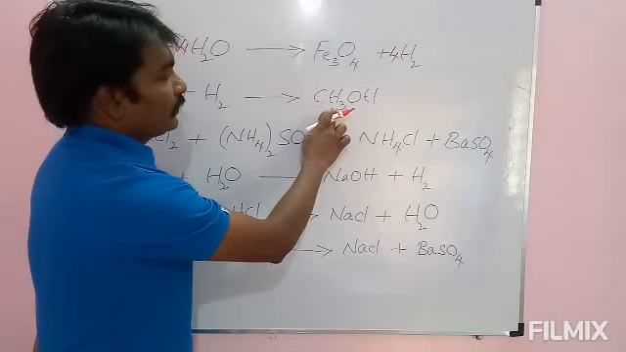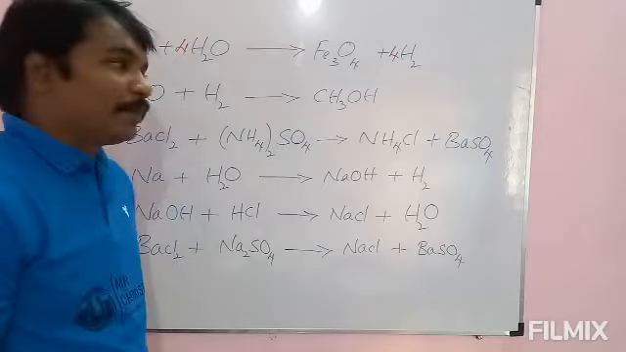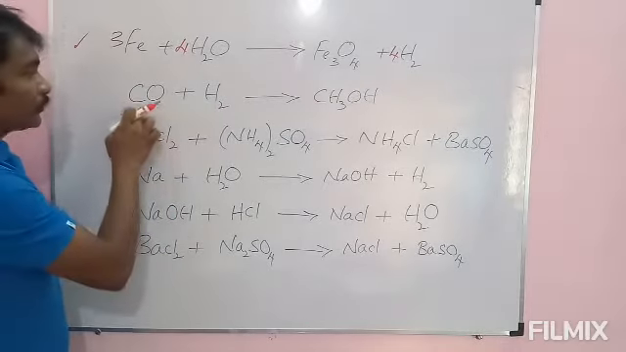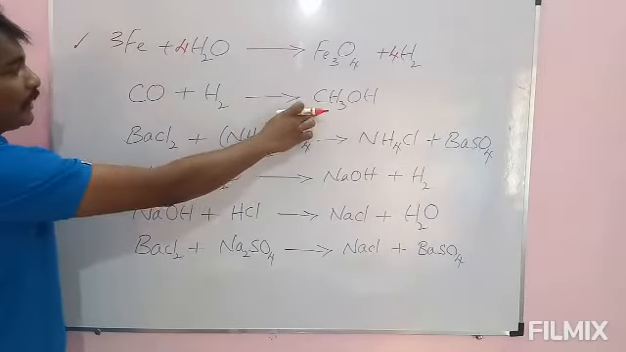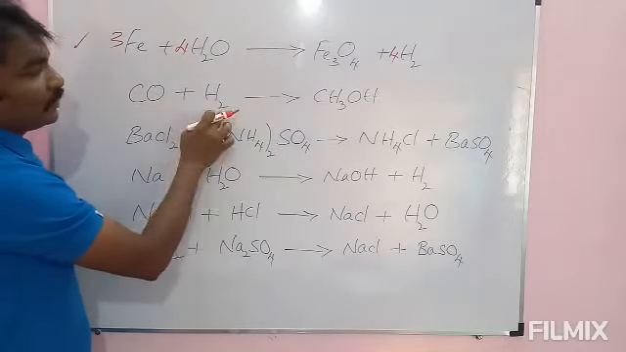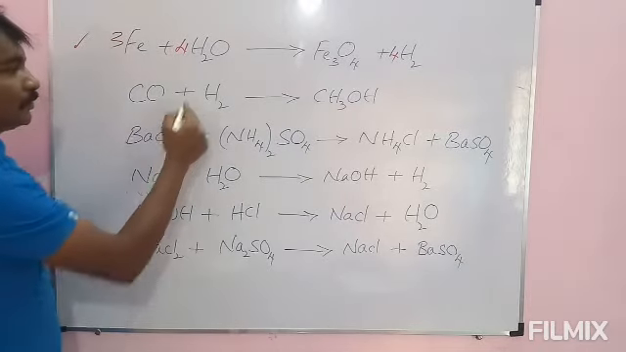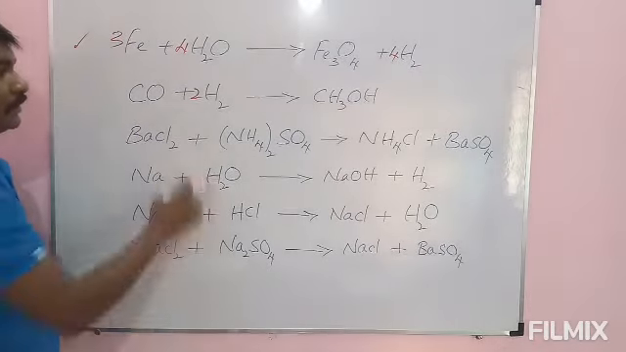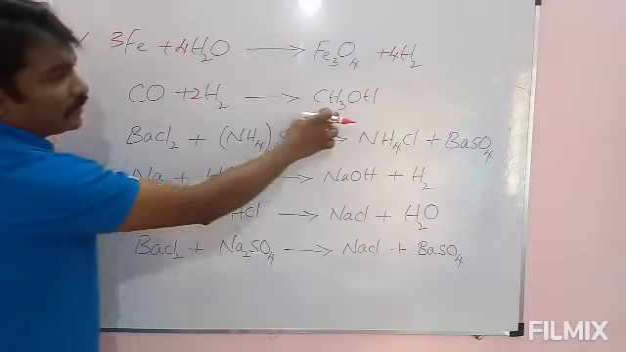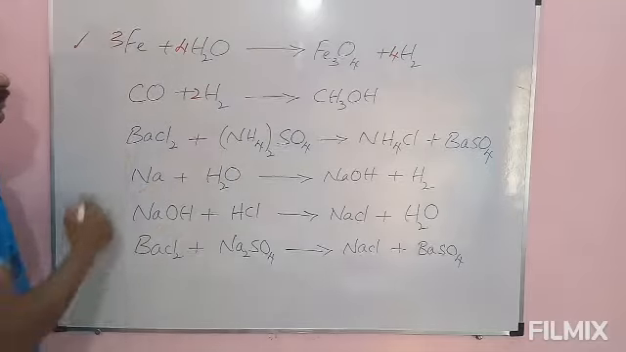CH3OH is methyl alcohol. You will learn about methyl alcohol in the carbon and its compounds lesson. 1 carbon balanced, 1 oxygen balanced, but hydrogens not balanced. Here 2 are there, here 3 plus 1, 4 are there. To make it 4, write 2 here, then 2 into 2, 4 hydrogens, 3 plus 1, 4 hydrogens, carbon balanced, oxygen balanced.